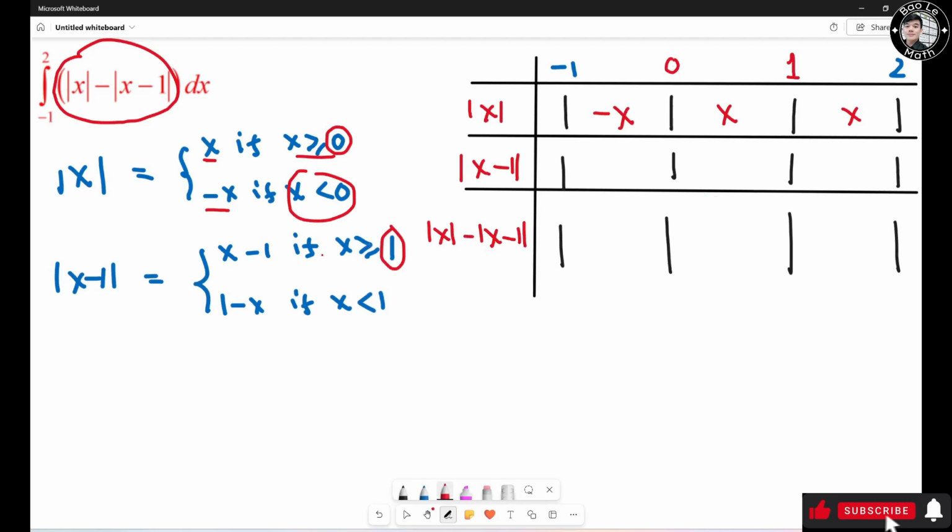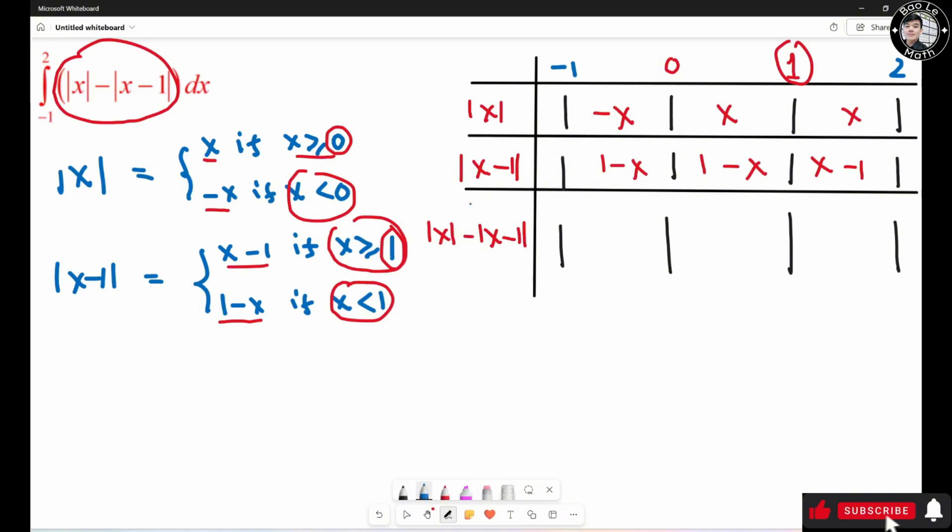Now, for this guy right here, if s is less than 1, it's going to be 1 minus s, right? So 1 right here, so it's going to be 1 minus s if s is less than 1, right? Now, if s is greater than or equal to 1, it should be s minus 1, because s is greater than or equal to 1, right?